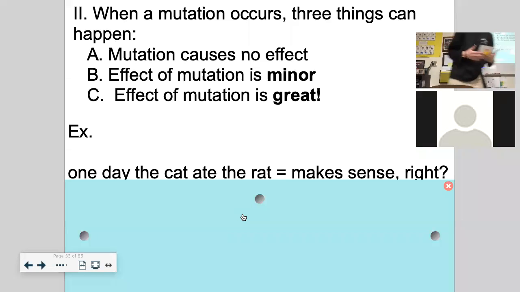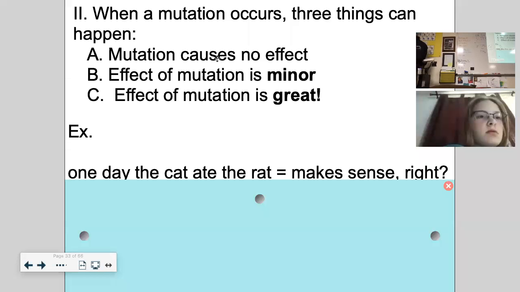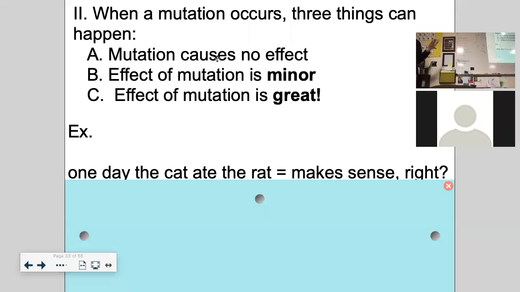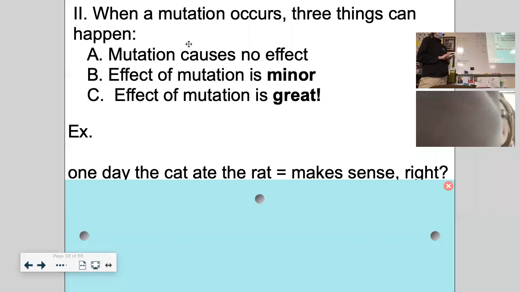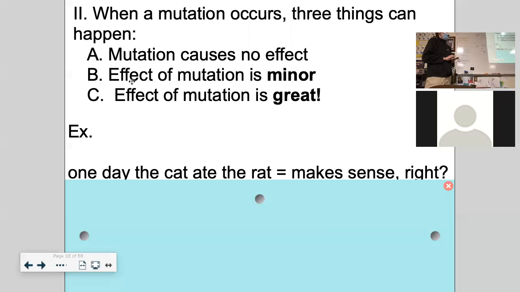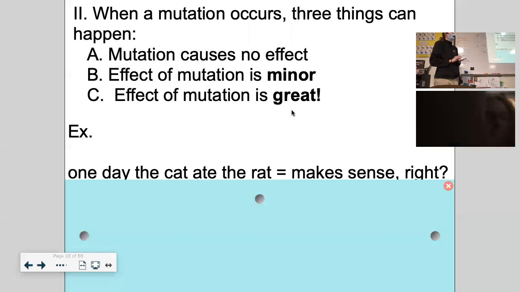Okay. So three things happen when a mutation occurs. Number one, it has no effect because maybe it codes for the same amino acid. You saw on that codon wheel that some of those amino acids had multiple codes. Well, if one of those mutations just changes it to one of the other codons that codes for the same amino acid, it's not going to have any effect. Second thing that can happen is that it could be minor. It might not cause death and destruction, but maybe the protein doesn't work as well as it should, or it's not as efficient, but the organism still lives. And the third is that it could be great, maybe really, really bad.